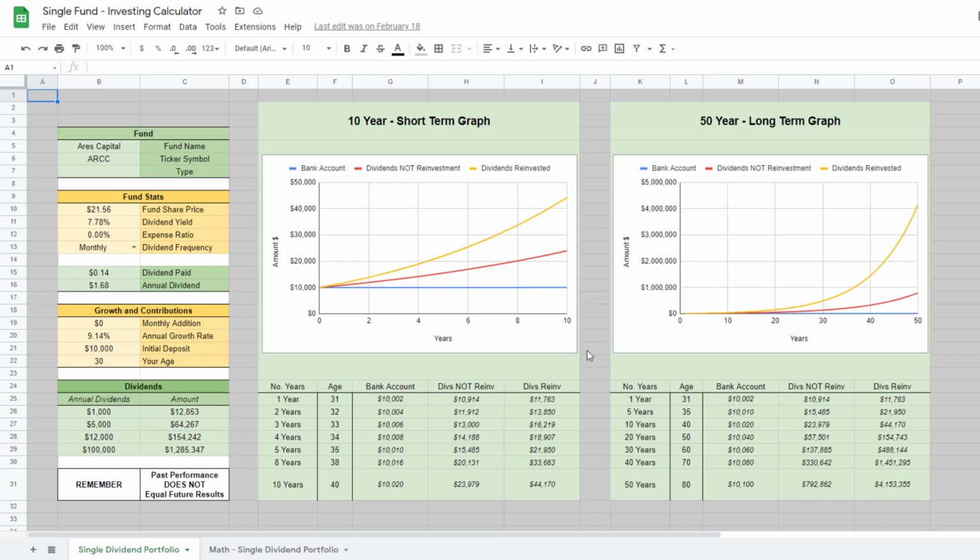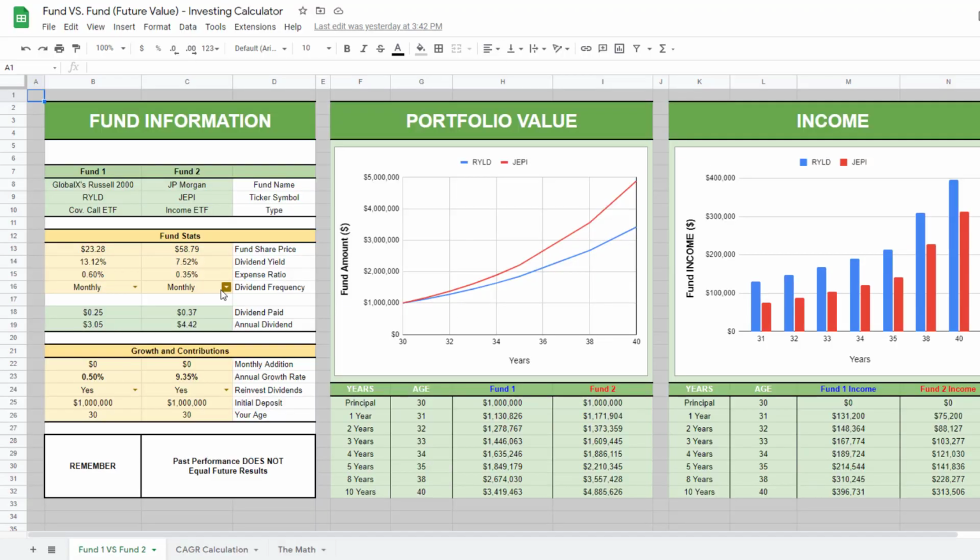Hey guys, it's James, and if you've been following my channel for some time now, I like to build calculators that determine the future value of funds and what it would look like if we reinvested and did not reinvest dividends. This right here is my single fund calculator. Over here is my fund versus fund calculator, just comparing two different income or dividend type funds. I also do some comparison with some S&P 500 funds, as you've seen in the past.